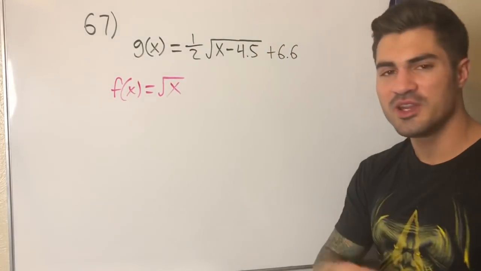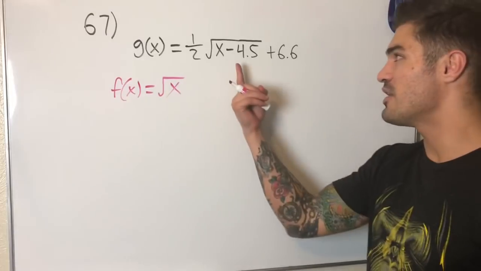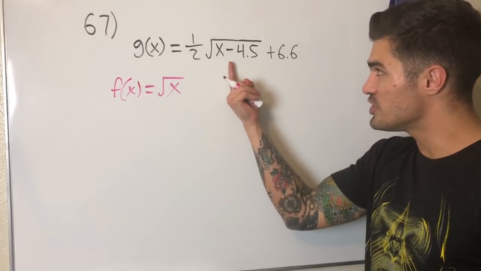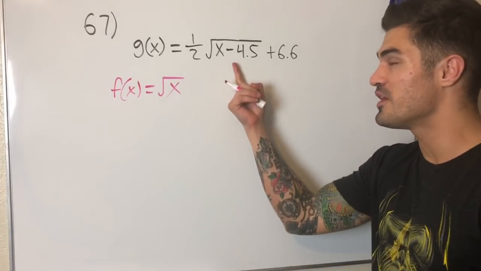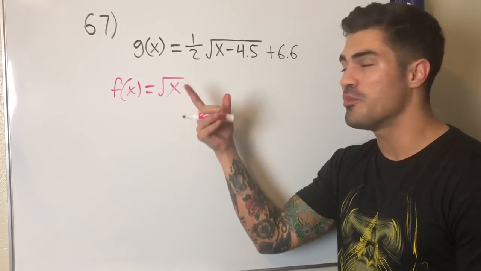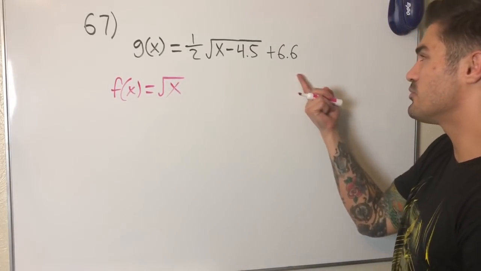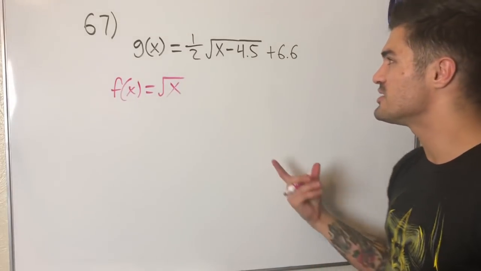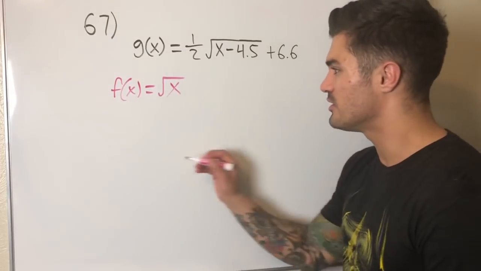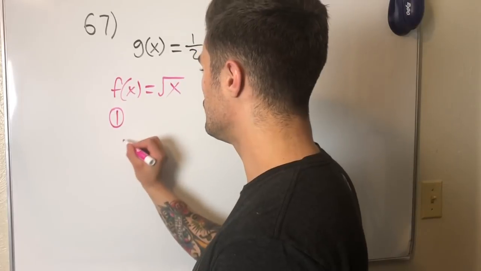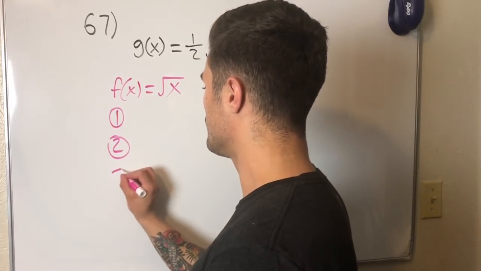And we can see that 3 transformations are being applied. We have a, let's see, horizontal shift. This is to the right, 4.5 units. We have a vertical compression by a factor of 1/2, right? We're vertically compressing. And then we're shifting up 6.6 units. So the order of these, all right, because we need to have 1, 2, 3. We need to list these in order.